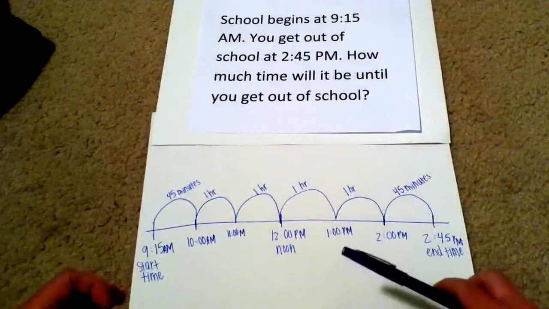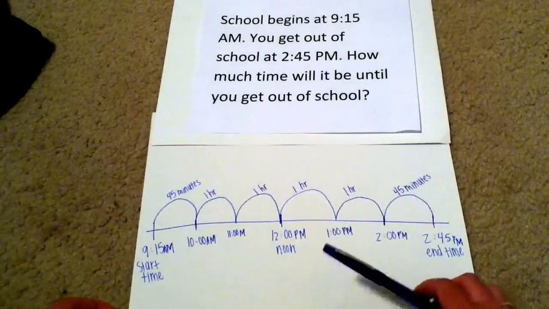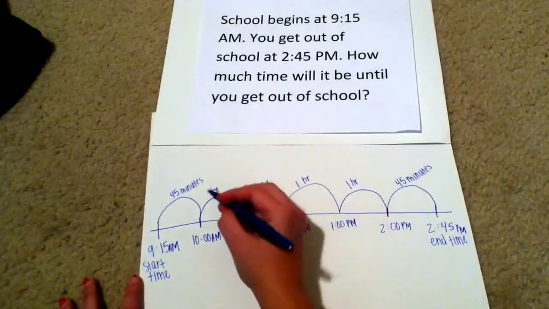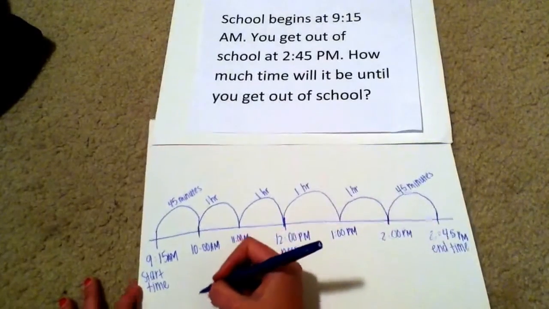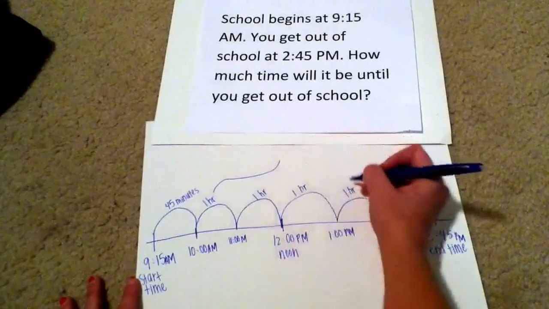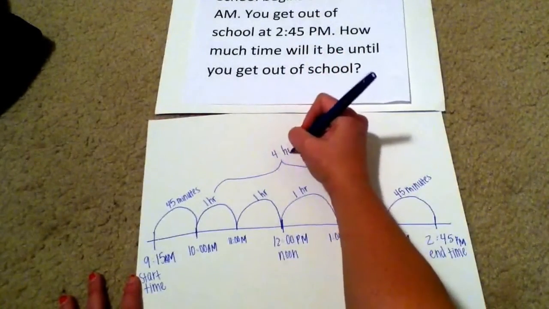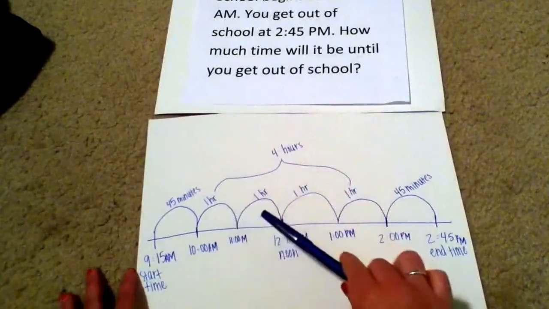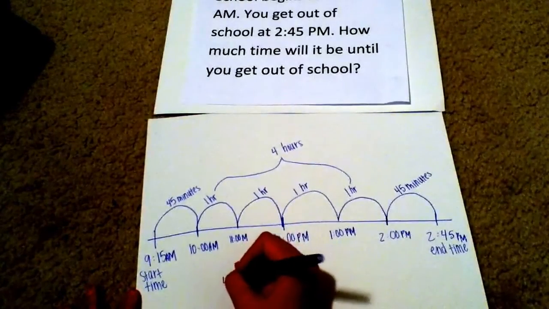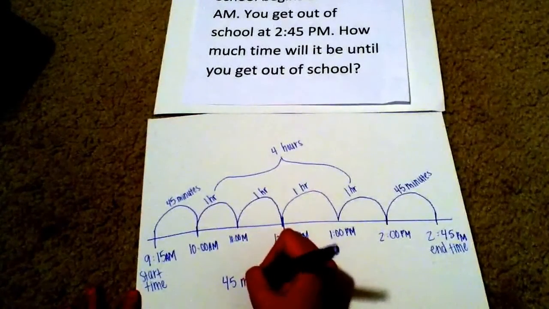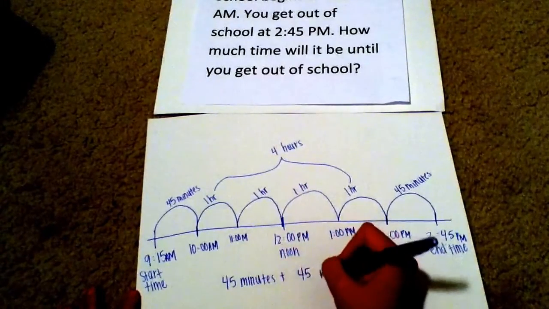Now, to find the total elapsed time, we then add all the jump sizes. So first, let's add all the hours. So we know that there's 1 hour, 2 hours, 3 hours, 4 hours. So let's put all of these equals 4 hours. Now, our minutes. We have 45 minutes here and 45 minutes here. Let's put that down here. So 45 minutes plus 45 minutes.